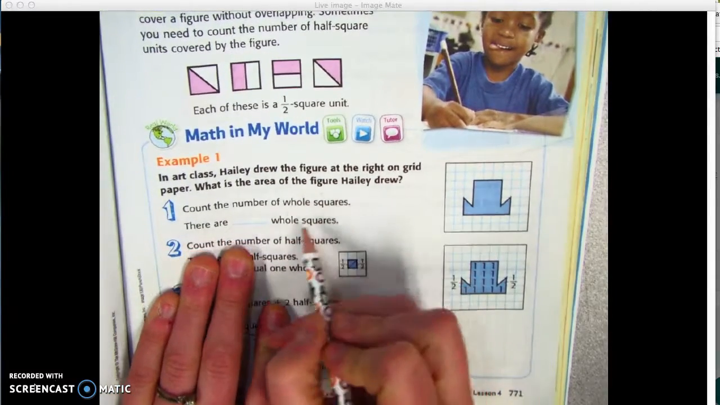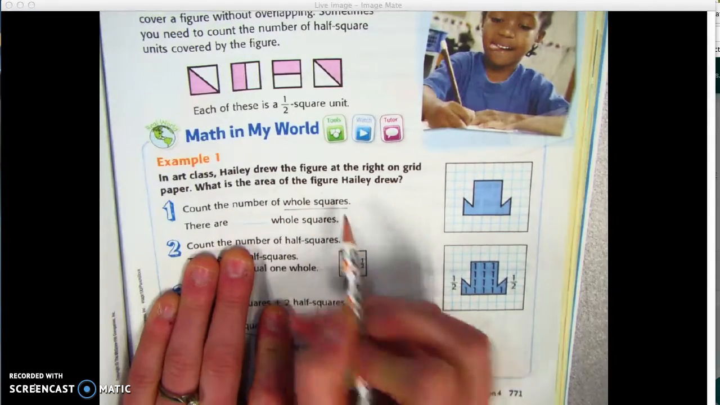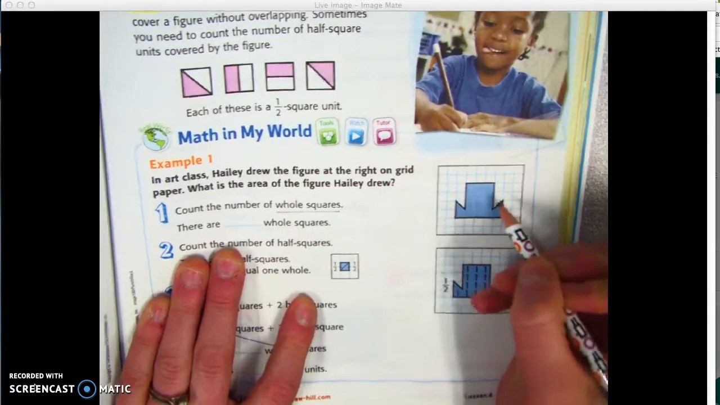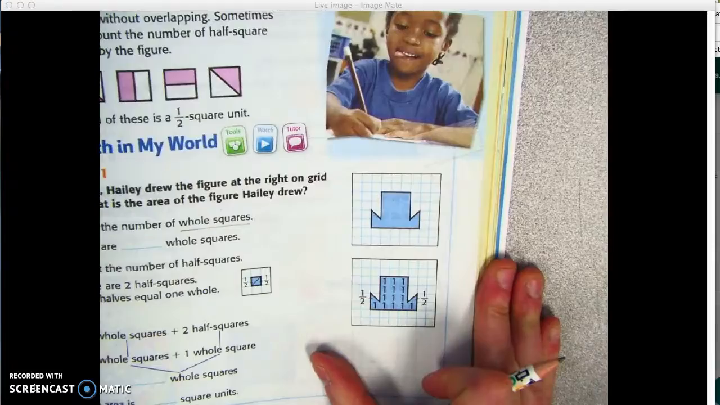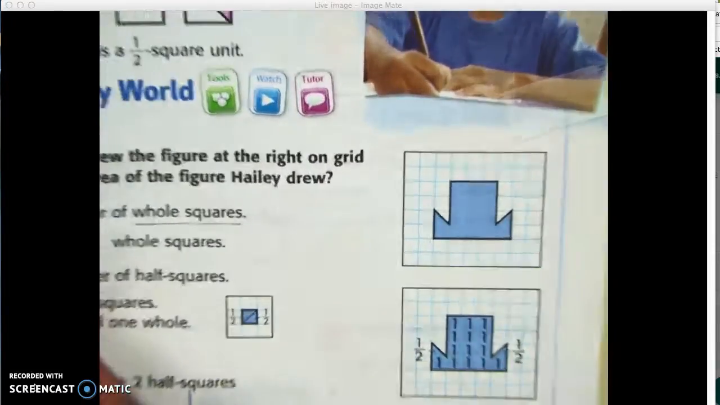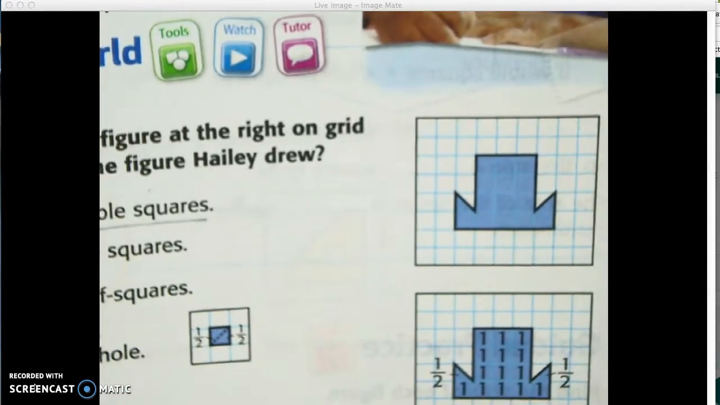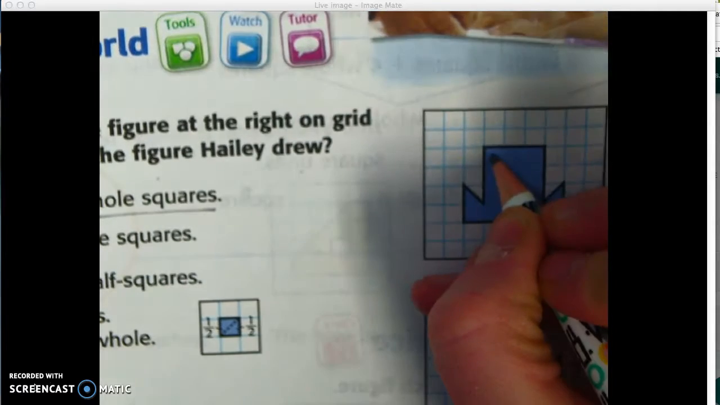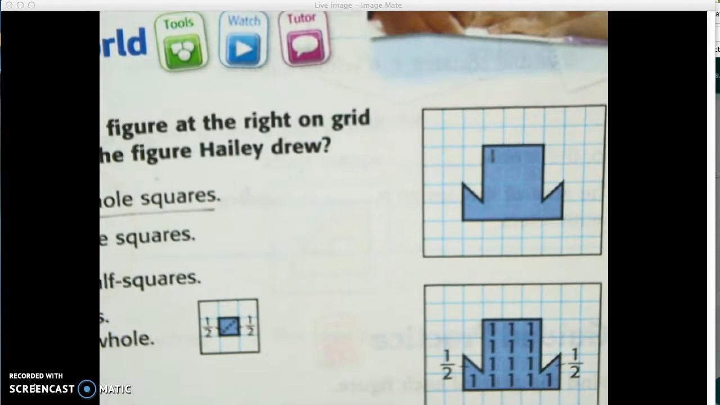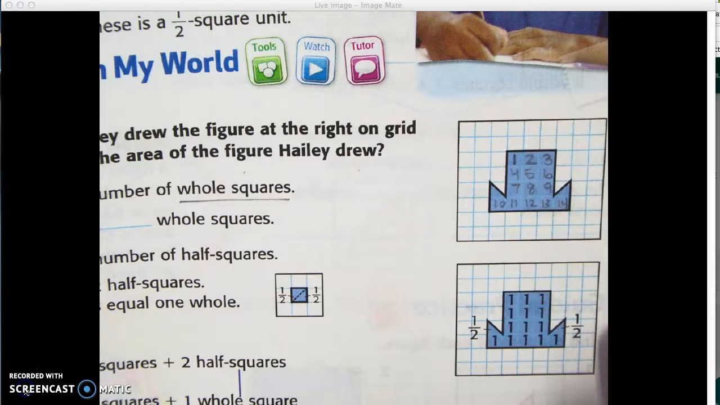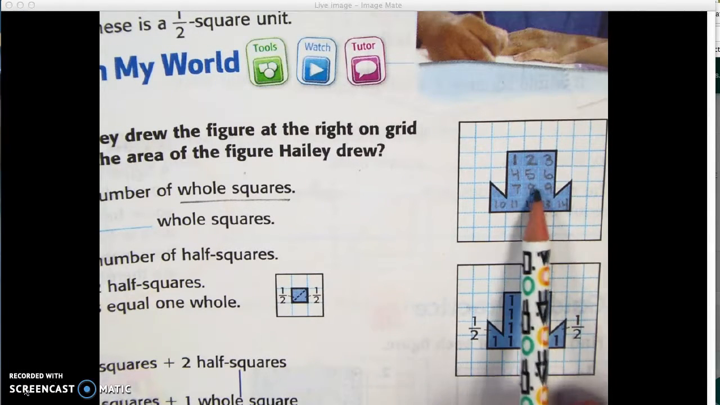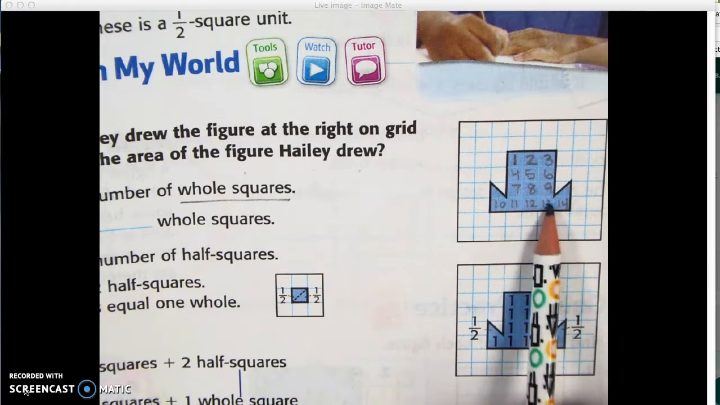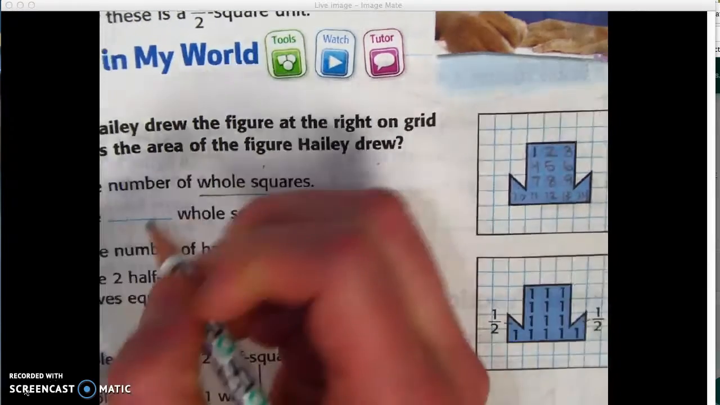We're going to count the number of whole squares first. So looking over here, I'm going to put a number in each whole square. I'd like you to number yours, and we'll check back with how many whole squares there are. You can begin. Stop the video and check back. Okay, so I counted up my squares: 1, 2, 3, 4, 5, 6, 7, 8, 9, 10, 11, 12, 13, 14. I have 14 whole squares.